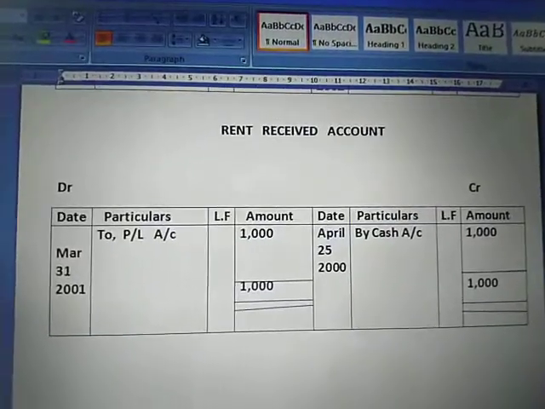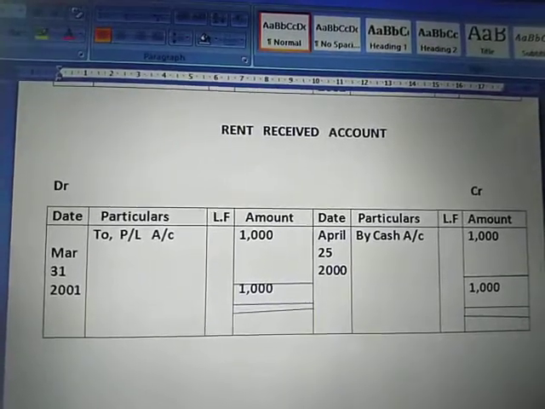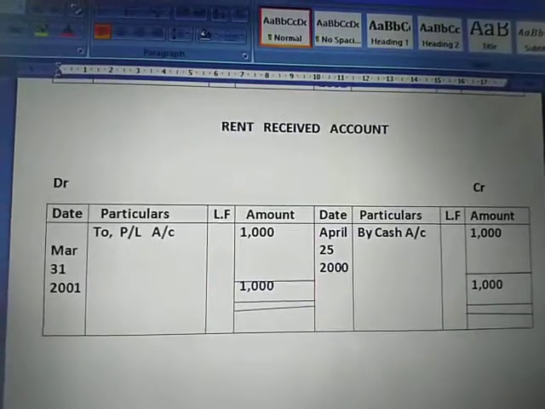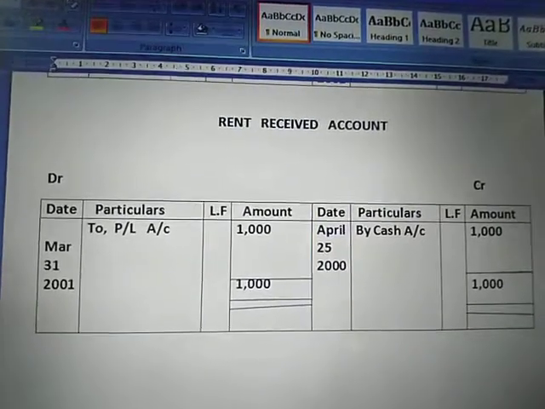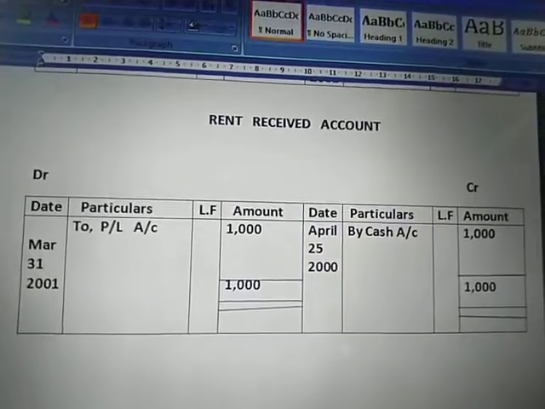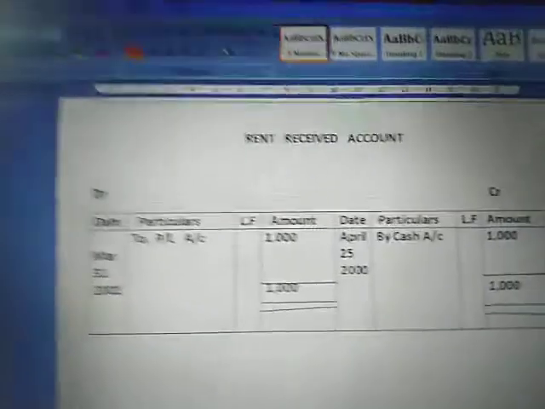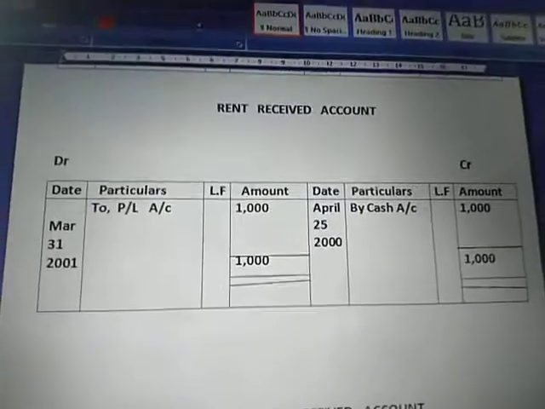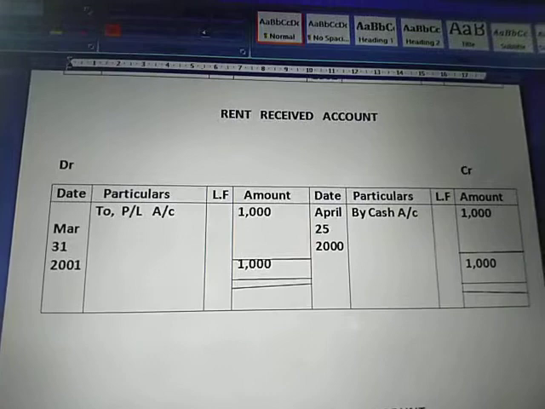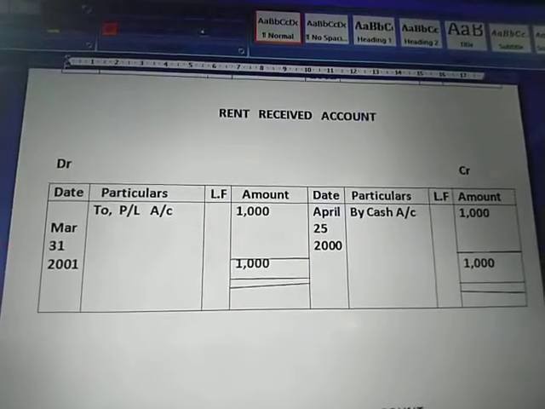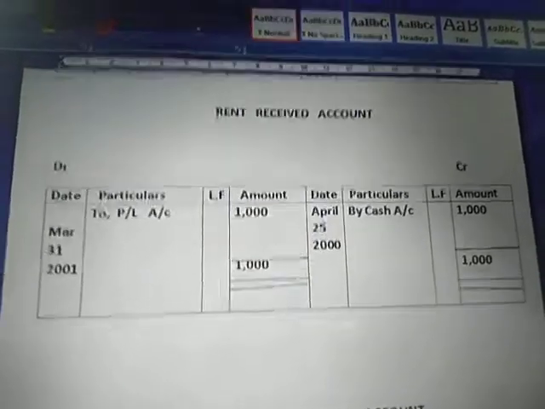Now next we have rent received account. It is an income account for us, so an income account contains a credit balance. On 25th April 2000 we will be recording on the credit side by cash account 1,000, and as I told you, the nominal accounts, that means income and expenses accounts, have to be balanced using the PL account on the last date, so to PL account 1,000. There is no balance brought down here.